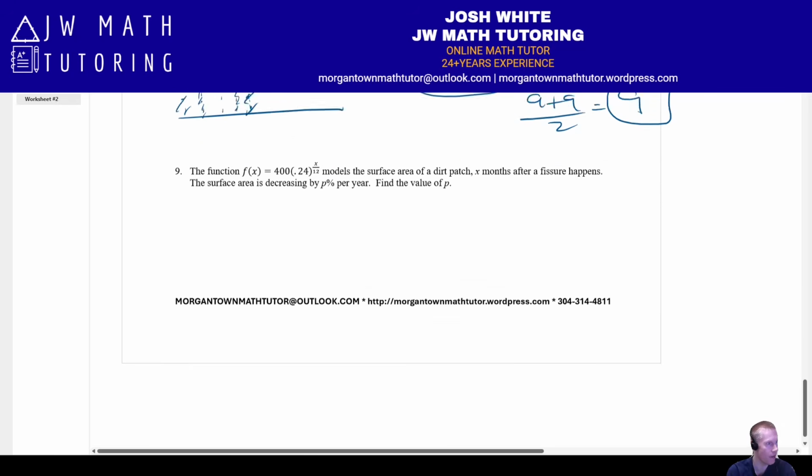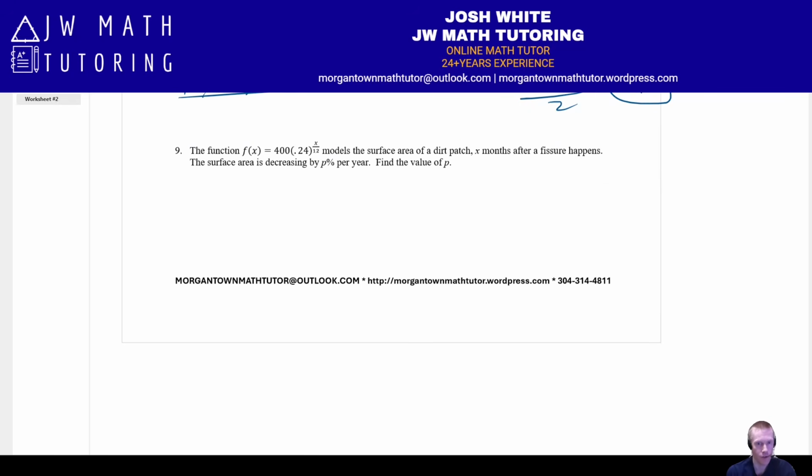All right, last question now, number 9, at the bottom of the page. So here you have an exponential function, and this is basically talking about exponential decrease or decline. Essentially something is decreasing. And here, notice x is a number of months, but it's talking about the surface area decreasing by p% per year. So that's essentially meant to trick you, because this question is not as difficult as it appears.